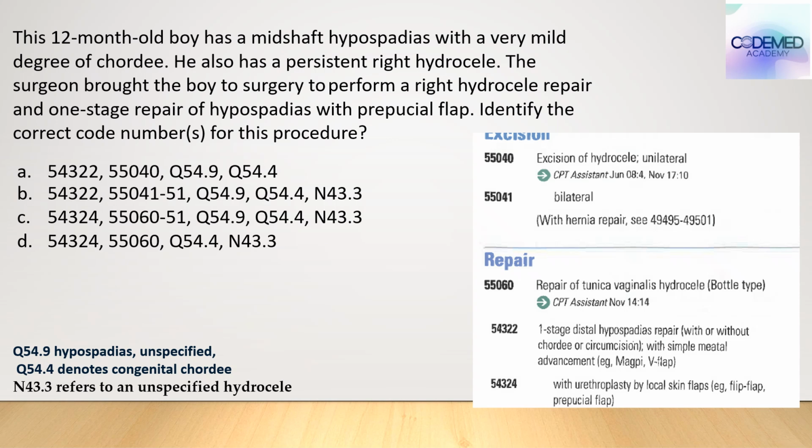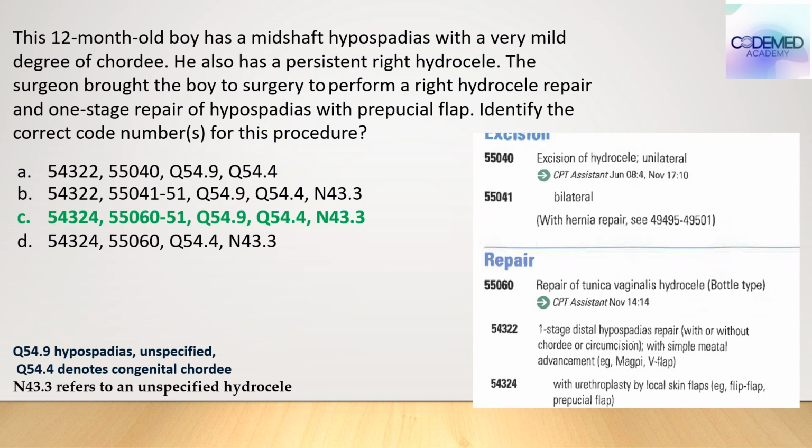This 12 months old boy has a mid-shaft hypospadias with a very mild degree of chordae. He also has a persistent right hydrocele. The surgeon brought the boy to surgery to perform a right hydrocele repair and one-stage repair of hypospadias with a preputial flap. Identify the correct code for this procedure. So what they have done, they have repaired the mid-shaft hypospadias in one stage with a very mild degree of chordae. So go through all these codes and tell me the answer.